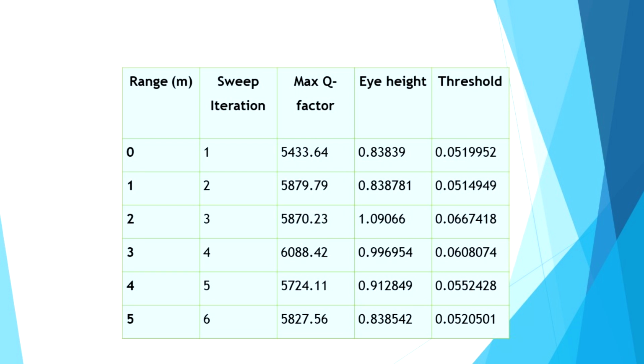Then, as you can see, the value for maximum Q factor is the same as with 25 dB per kilometer at the sweep iteration. Meanwhile, the eye height is also the same. The maximum value of eye height is also at sweep iteration 3. Same with threshold, the maximum value of threshold is also at sweep iteration 3.